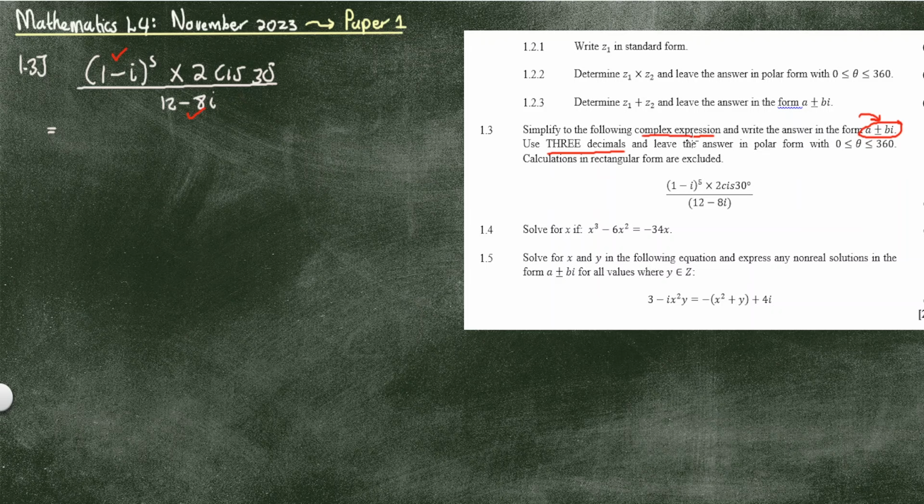And write the answer in this form. Use 3 decimals and leave the answer, which answer? The final answer, in polar form with the argument being between 0 degrees and 360. Calculations in rectangular form are excluded. Okay, check the mark allocation as well. Let me show you.